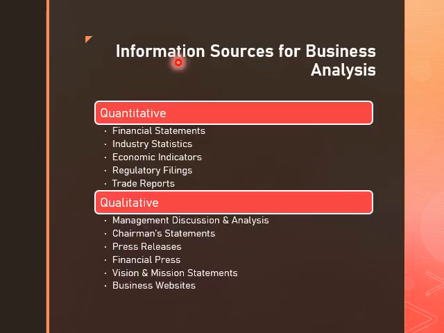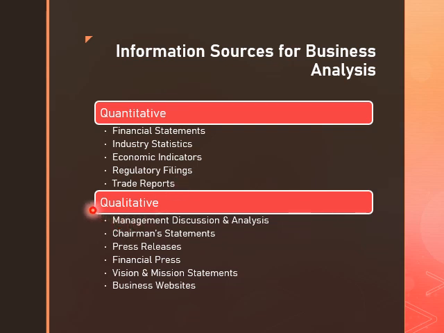these are some information untuk you perform business analysis. Okay, this is quantitative, iaitu semua benda yang berkaitan dengan figures and numbers. And this is qualitative. All these figures you can find, untuk quantitative ni you boleh find daripada annual reports. Okay, such as this financial statement you can get from annual reports. You can get from industry statistics. You can get from the economy indicator, regulatory filings, and also trade reports, report-report perniagaan.